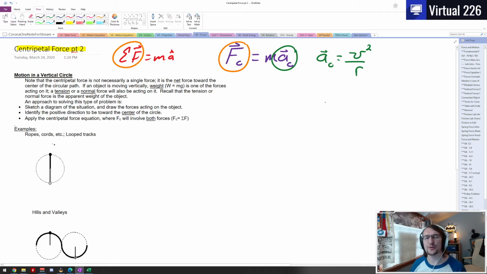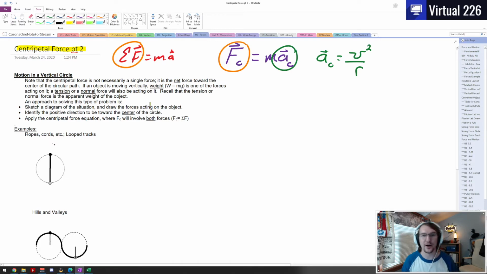Whenever we have objects moving in vertical circles, though, we have to be a little bit careful. We no longer have one force acting on the object to cause a centripetal motion. In our last problems, we had a car making a turn around a bend, and only friction was allowing that car to turn. That was one force as a centripetal force. This time, though, we're going to have multiple forces acting on our object.